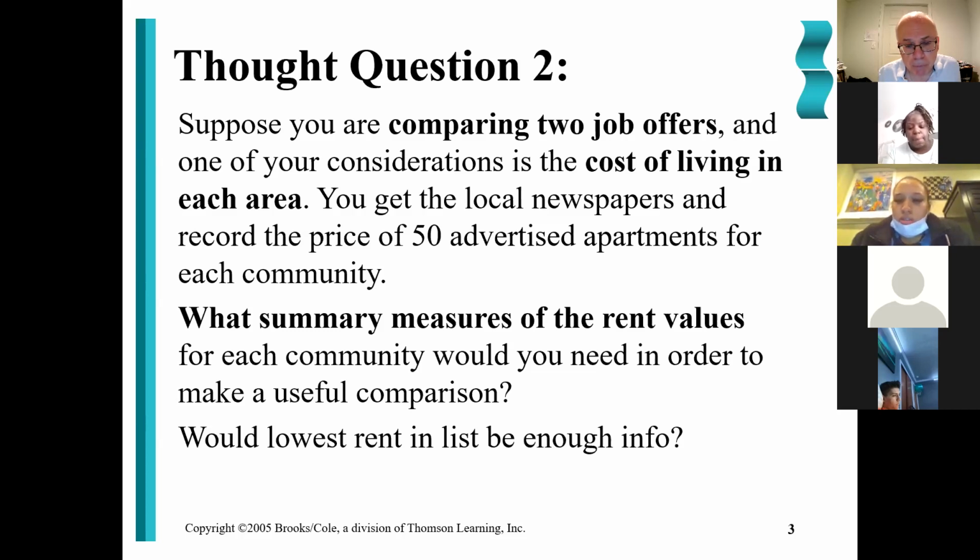Would you get the average of each? Yes, average is good. Also, we could talk about the variability too, but I think they're giving you a hint about additional information. What else would you want to know? Well, they give you a hint at the bottom here because they said, would the lowest rent in the list be enough information? Well, the lowest rent would be good to know. How about the highest rent? How about the one in the middle?